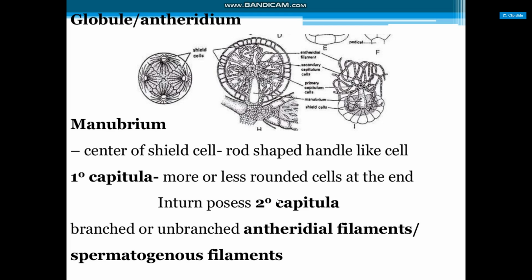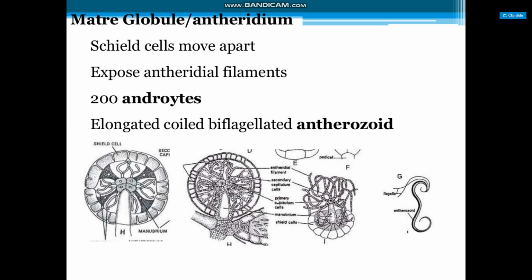The first capitulum is a more or less rounded cell at the end, which in turn possesses secondary capitula. Then there are branched or unbranched antheridial filaments, the spermatogenous filaments. In the mature globule, the shield cells move apart and expose the antheridial filaments, which make about 200 androcytes. These become elongated, coiled, biflagellate antherozoids.